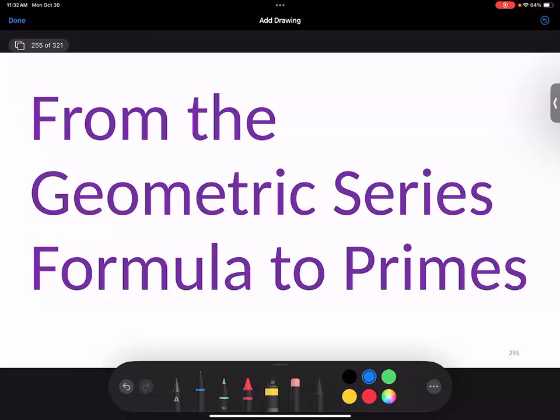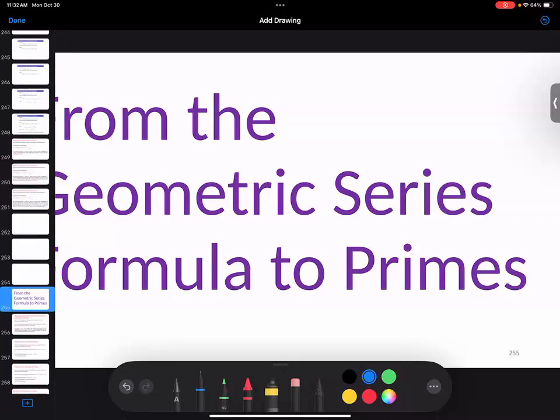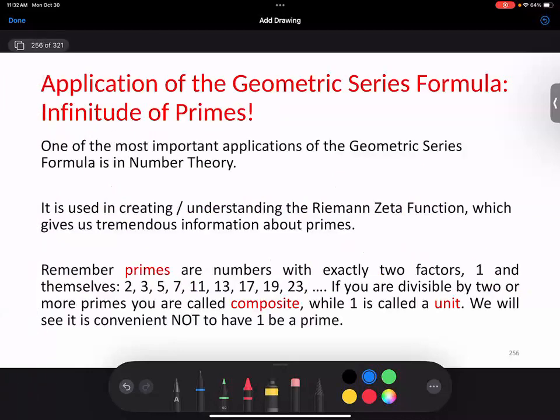So what I want to do is talk a little bit about how we can go from the geometric series to studying primes. All right. The first thing is, how do you define a prime number? A lot of times people say a prime is a number that's divisible by 1 and itself. That is not a good definition because it would allow 1 to be a prime. So we want to have exactly 2 distinct factors, yourself and 1.